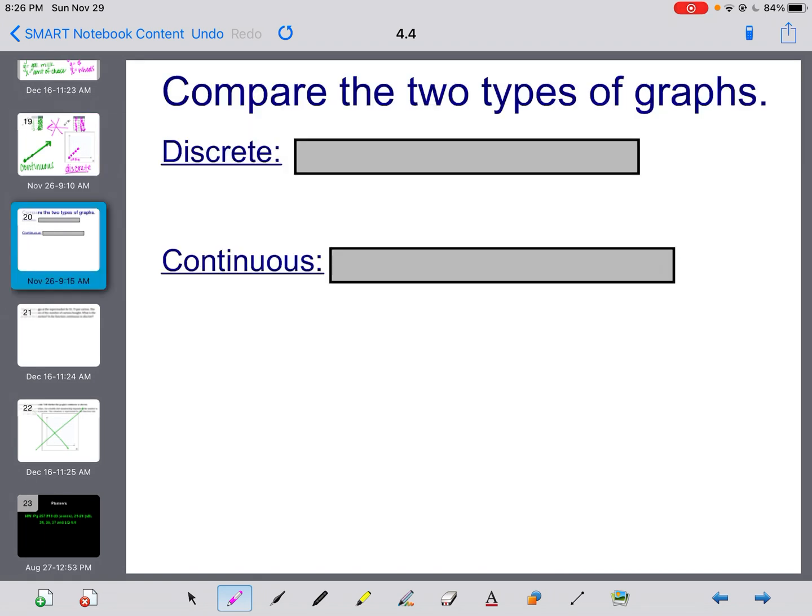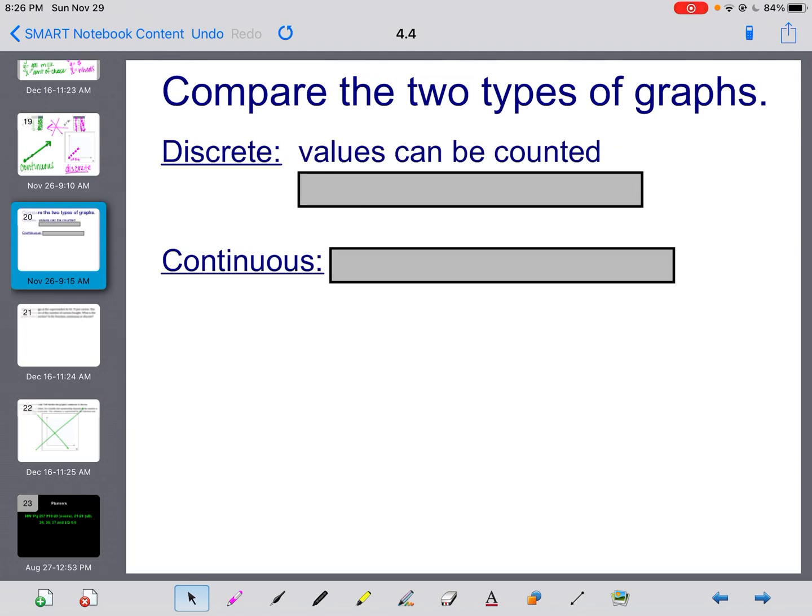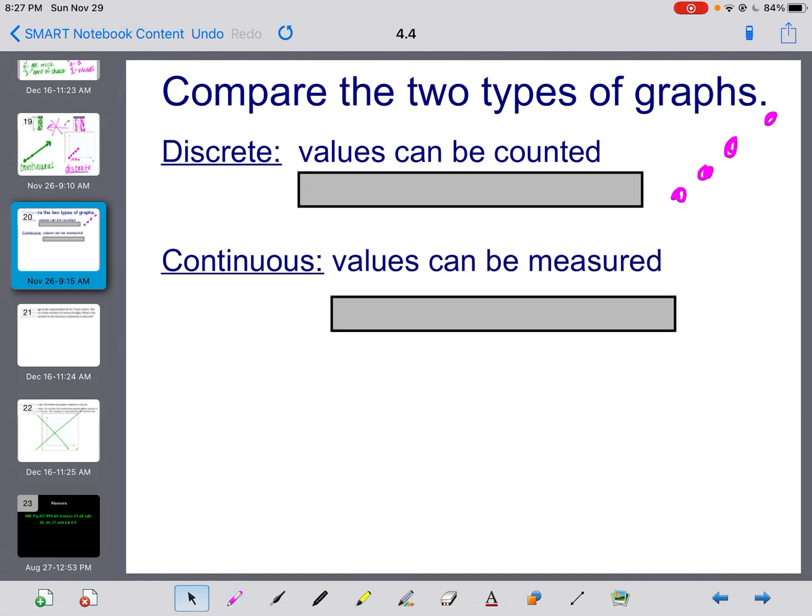Okay, so let's talk about the difference. Discrete graphs are values that can be counted. I can count 9, 18, 27, 36. Those are easy to count, and that's going to give me a dotted graph. Continuous graphs are values that can be measured. Notice how we measured in gallons, anywhere in between. We could measure in ounces how much cheese it was going to make, and that one's going to give us a solid line graph.